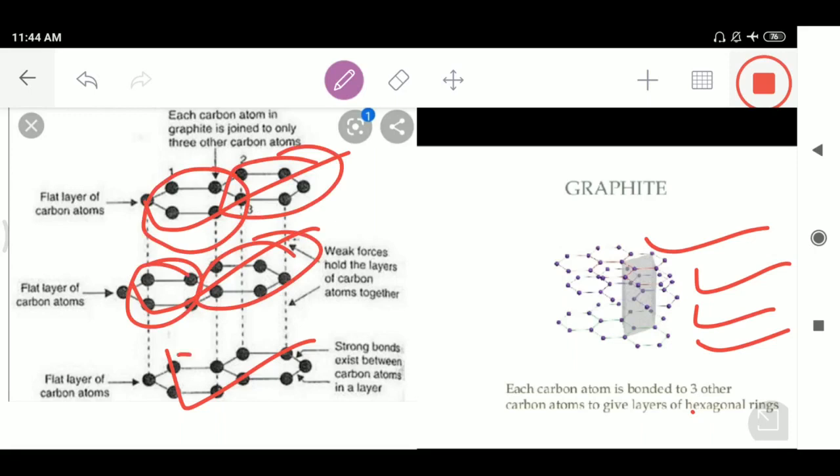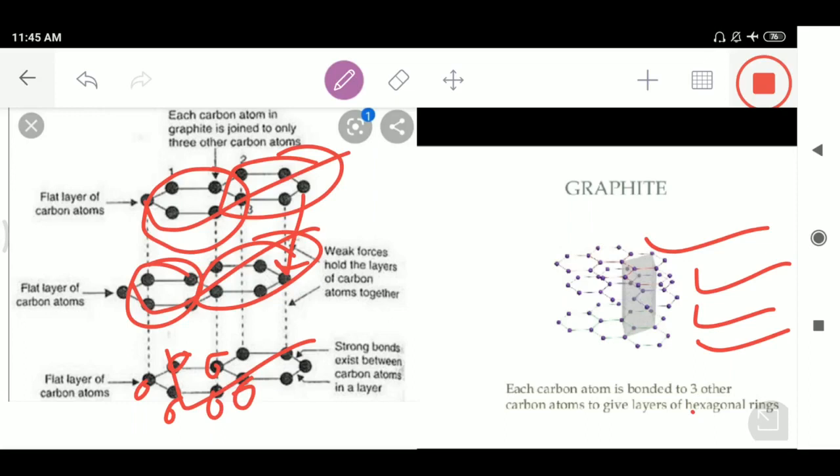You will see 1, 2, 3, 4, 5, 6. That's 6 carbon atoms linked with each other, and they form flat hexagonal rings. That's why I told you that each carbon atom in a graphite layer is joined to 3 other carbon atoms by strong covalent bonds to form flat hexagonal rings. And one thing you must remember is that the various layers of carbon atoms in graphite are far apart, so that no covalent bond exists between them. For example, between this layer number 1 and layer number 2, there is no covalent bond between the layers of the graphite.